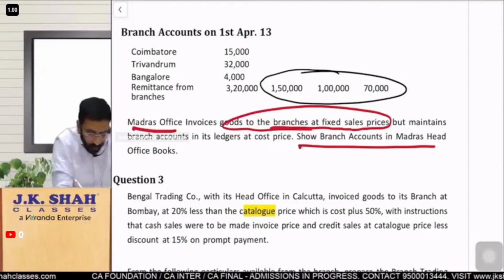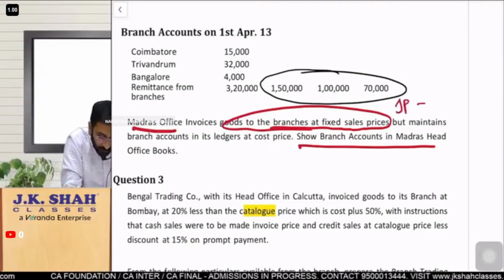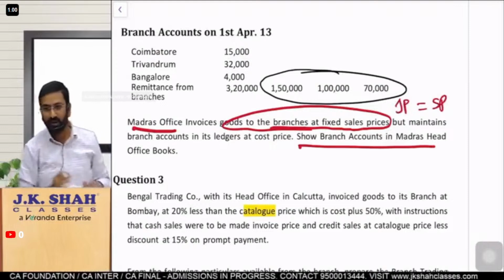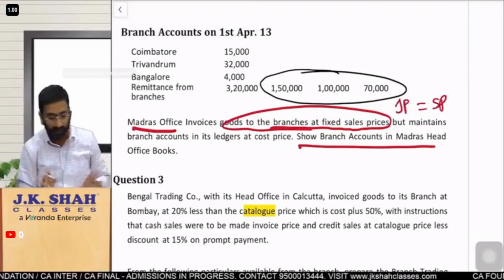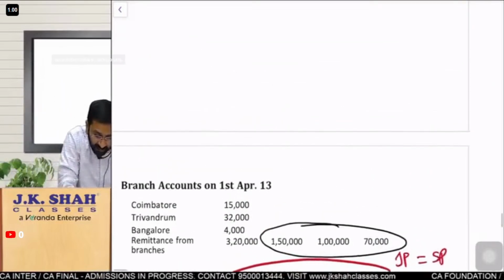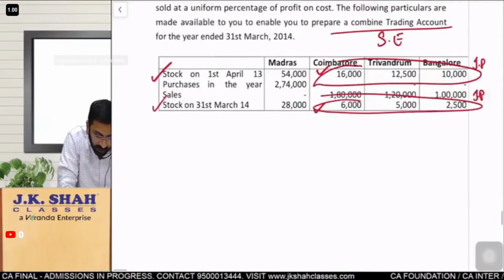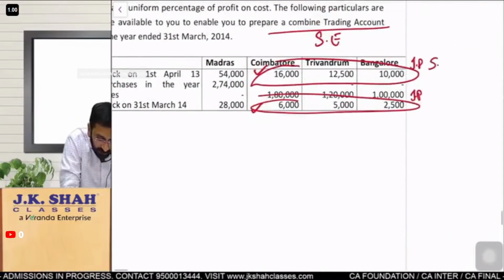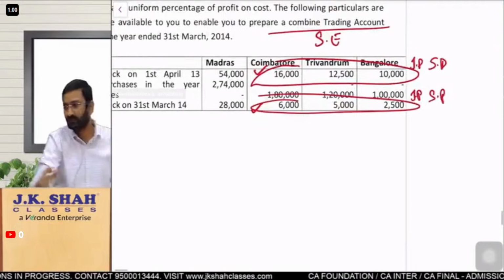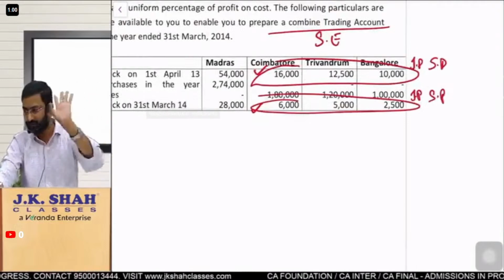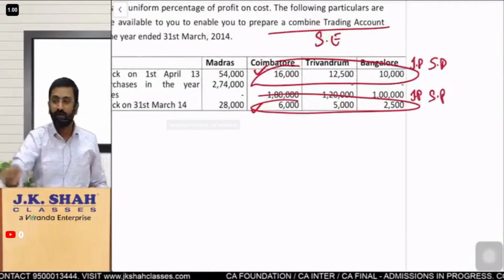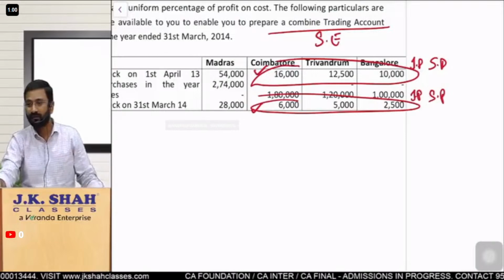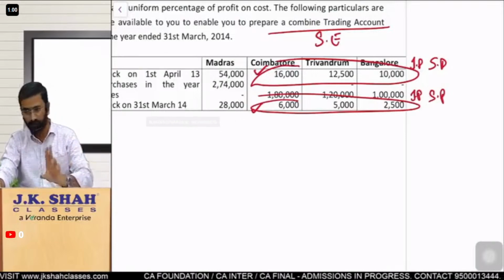So invoice price is equal to selling price. You cannot have more than that. Invoice price is equal to selling price, which indirectly means opening stock and closing stock are at which price? Selling price. 4 observations. I'm repeating once again. Which method? Single entry also, debtors also.